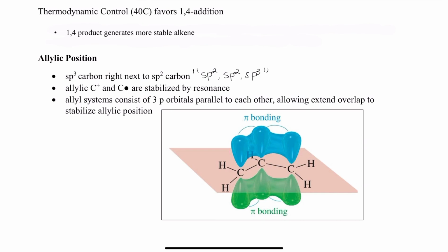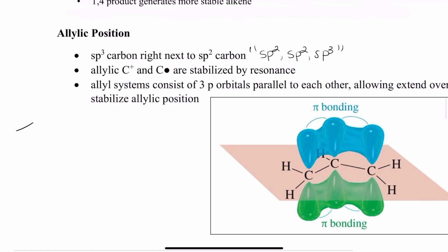Our allylic carbocation and our allylic radical are going to be stabilized by resonance because of those loosely held electrons in the p orbitals in our double bonds. But the reason why our allylic position is just going to be a little bit more favorable, a little bit more stable, is because of that extended overlap of our 3 p orbitals, and that's how we could stabilize our allylic position. So I'm just going to draw a few examples, a few compounds, and we're going to go over identifying the allylic position.